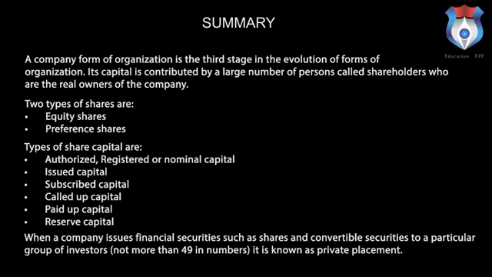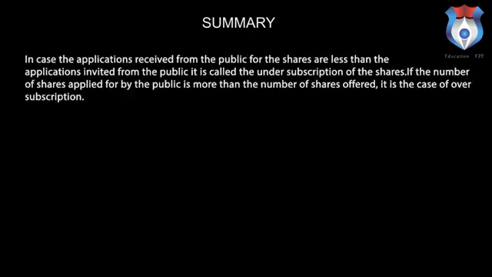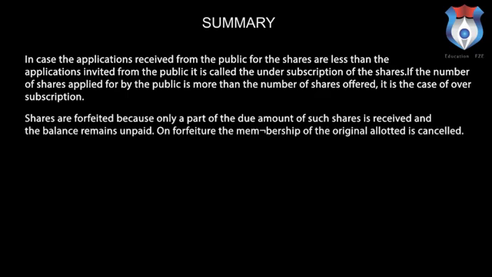When a company issues financial securities such as shares and convertible securities to a particular group of investors, it is known as private placement. In case the applications received from the public for the shares are less than the applications invited from the public, it is called the undersubscription of the shares. If the number of shares applied for by the public is more than the number of shares offered, it is the case of oversubscription. Shares are forfeited because only a part of the due amount of such shares is received and the balance remains unpaid. On forfeiture, the membership of the original allottee is cancelled.